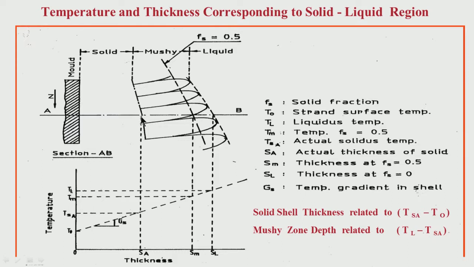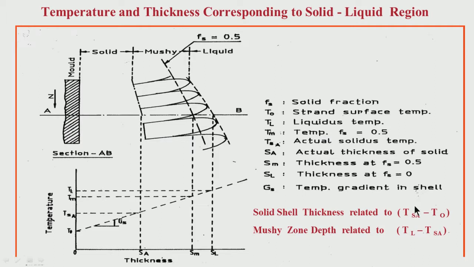So with more segregation this temperature goes down, which means the mushy zone increases in thickness and the solid shell becomes narrow during solidification. This has a lot of implications on the quality of the solid shell, which we will be discussing later on. But please try to remember that at the time of solidification the relative thickness of the solid shell and the mushy zone will be determined by how segregation is affecting the actual solidus temperature.